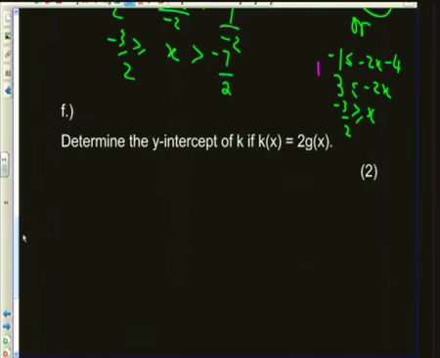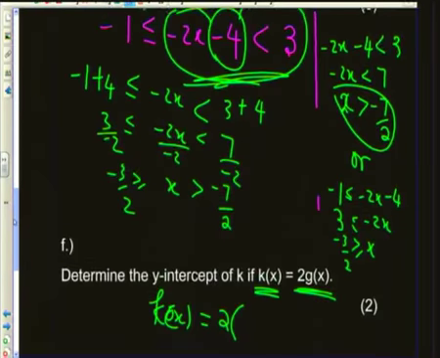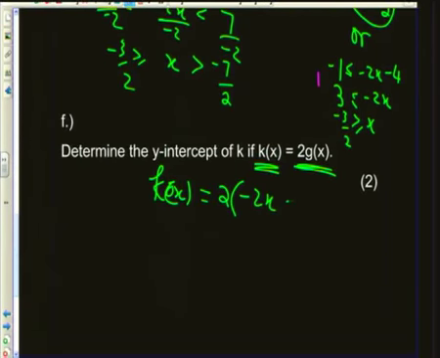I'll quickly do this one because of time, guys. You've got k of x equals 2 lots of g of x. So I've got k of x equals 2 times g of x. Now the g of x is -2x minus 4. So I have 2 times (-2x minus 4). Now work it out quickly: -4x minus 8.